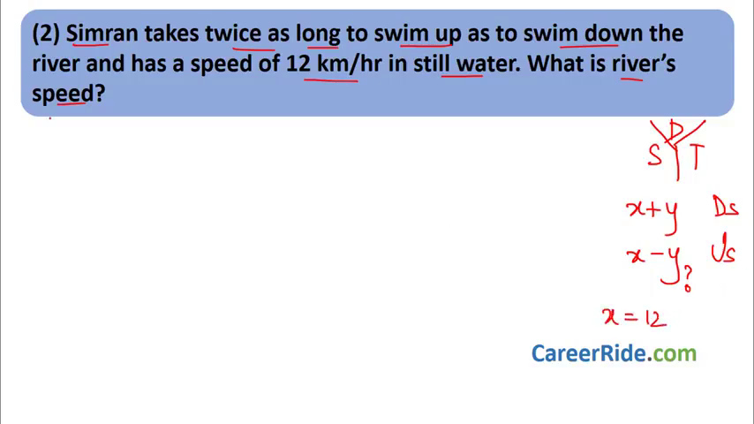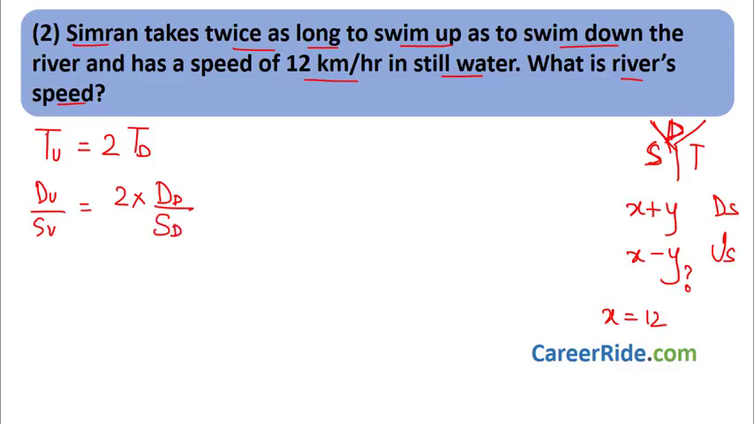Also, what have they given? Simran takes twice as long to swim up as to swim down. So the time going upstream is twice the time going downstream. Let tu be the time going upstream and td be the time going downstream. What is the formula for time? Time is nothing but distance upon speed. So upstream distance upon upstream speed is equal to 2 into downstream distance upon downstream speed.